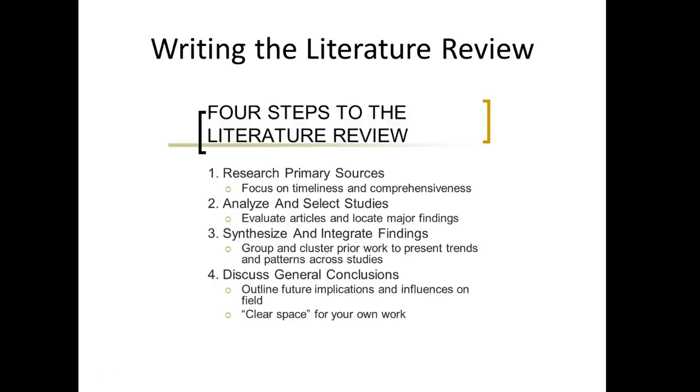Now, when you write your literature review, these are the steps that you go through. You research your primary sources, you analyze and select what studies you want to use and which ones you don't want to use, go through, read them, put all your findings together, and then talk about the general conclusions. In your book, on pages 178 through 185, it goes through these same steps, but it breaks them down a little bit more in detail. So you might want to go look at those steps a little bit more in depth so that you're a little bit more familiar with the steps you want to take.